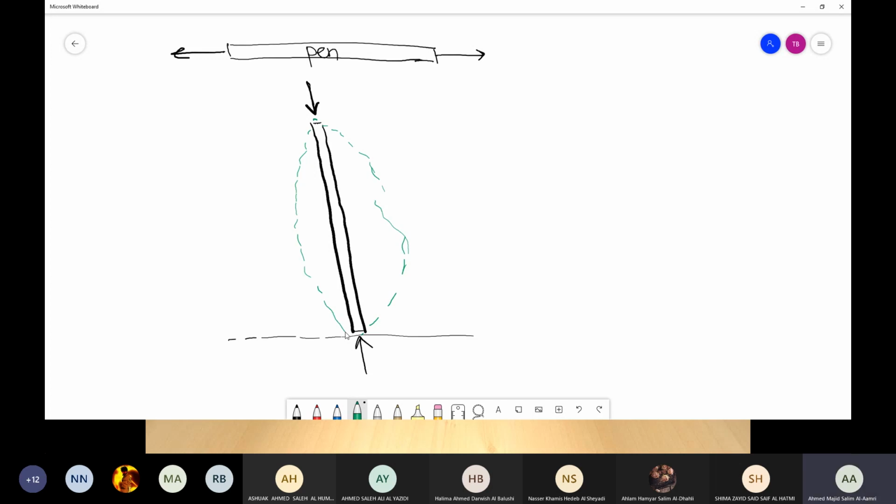Yes. Now, is this called bending, or is it called buckling? Which one is correct? Buckling or bending? Buckling. Why buckling? Why not bending? Most of you say that it's buckling. Why is it buckling, not bending? Because it is vertical. Right.